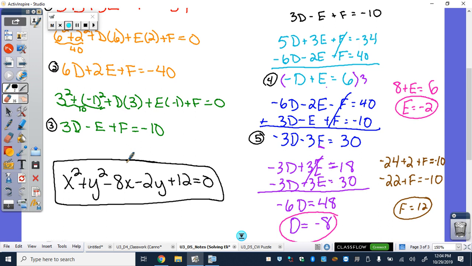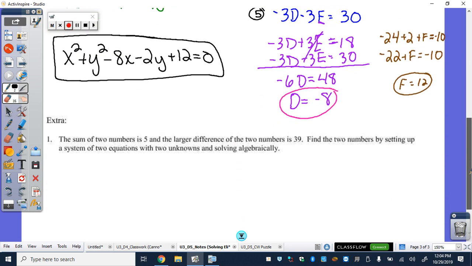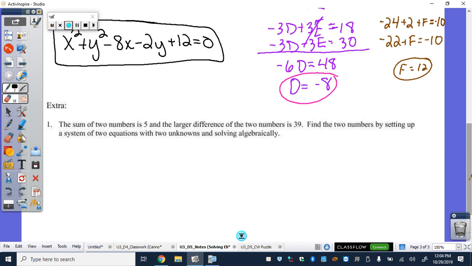All right, one more. The sum of two numbers is 5, and the larger difference of the two numbers is 39. Find the two numbers by setting up a system of two equations with two unknowns and then solving algebraically. Let's see. So I'm going to say let x equal a number. There's one unknown. And I'm going to say let y equal a number. There's my second unknown. So that takes care of the two unknowns.